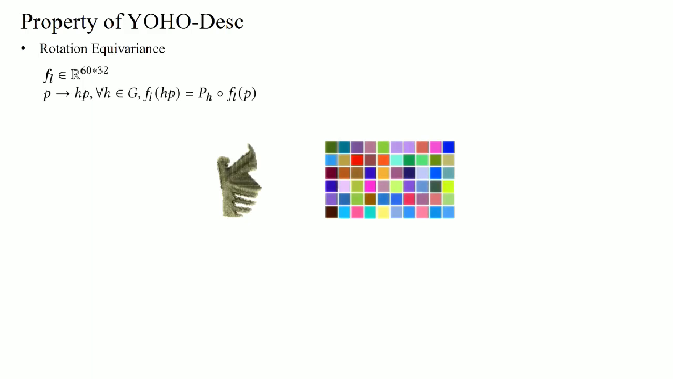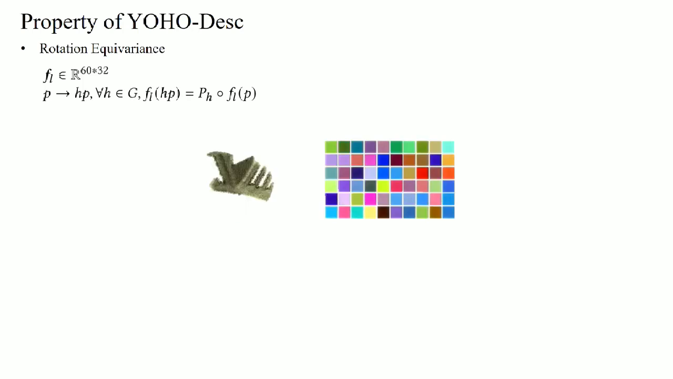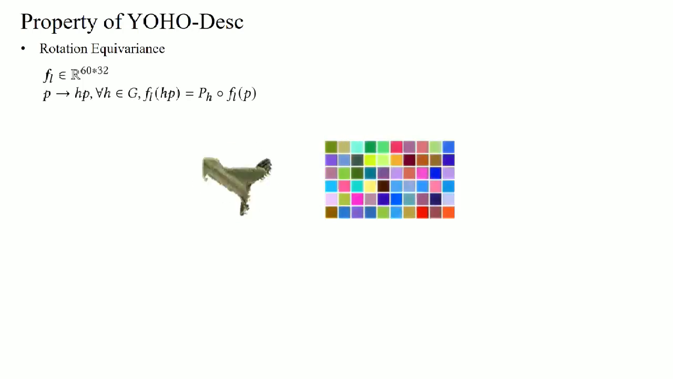The left is the point cloud, and the right is the YOHO descriptor. There are 60 squares, meaning 60 rows of the YOHO descriptor, and each row has different values, meaning different colors here. And if we rotate the point cloud using rotations in the group, the colors will not change, but the locations change. It means a row permutation of the YOHO descriptor.